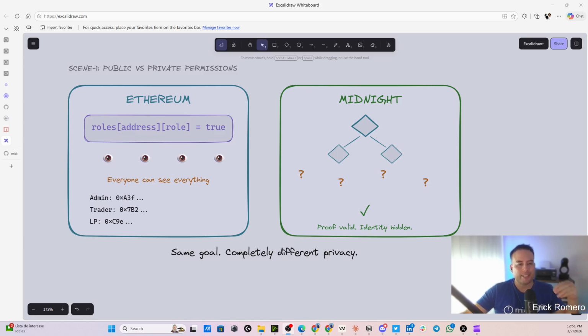Now imagine doing the same thing, role-based access control, but where nobody can see who has which role. You can prove you have the role, but you can't prove it about someone else. And nobody watching the chain can figure that out either. So that's what OpenZeppelin built for Midnight. And the way they did it, it's a masterclass in ZK design patterns.